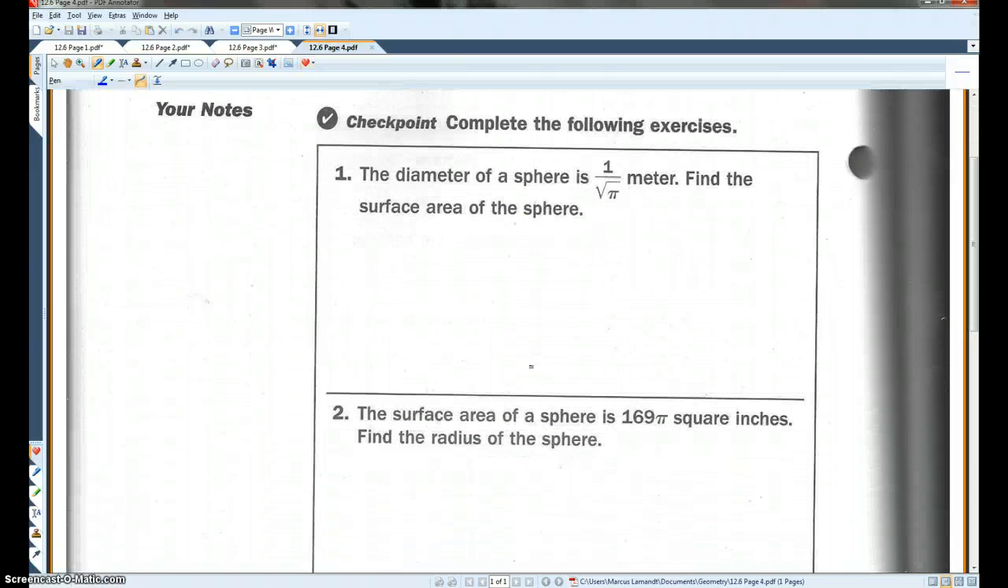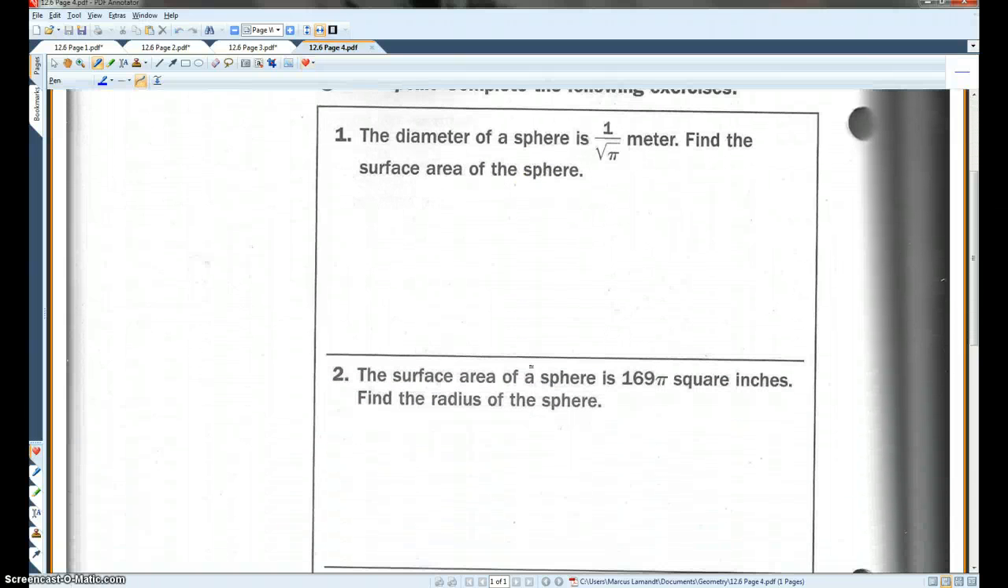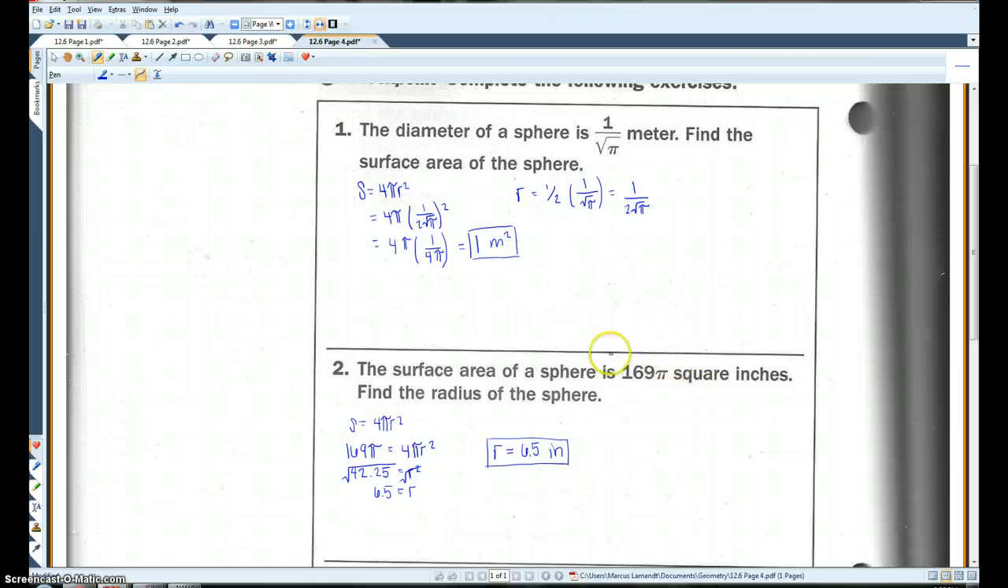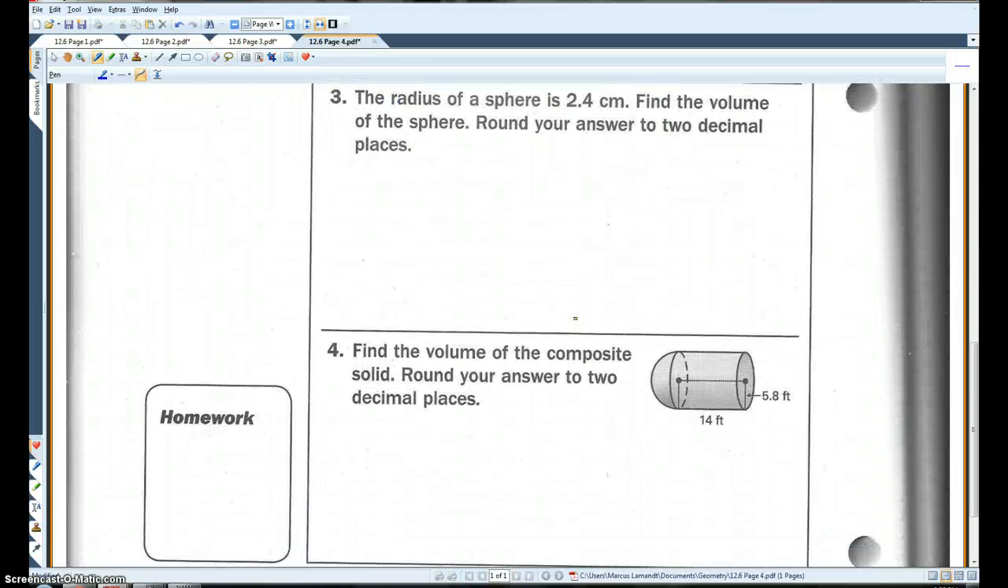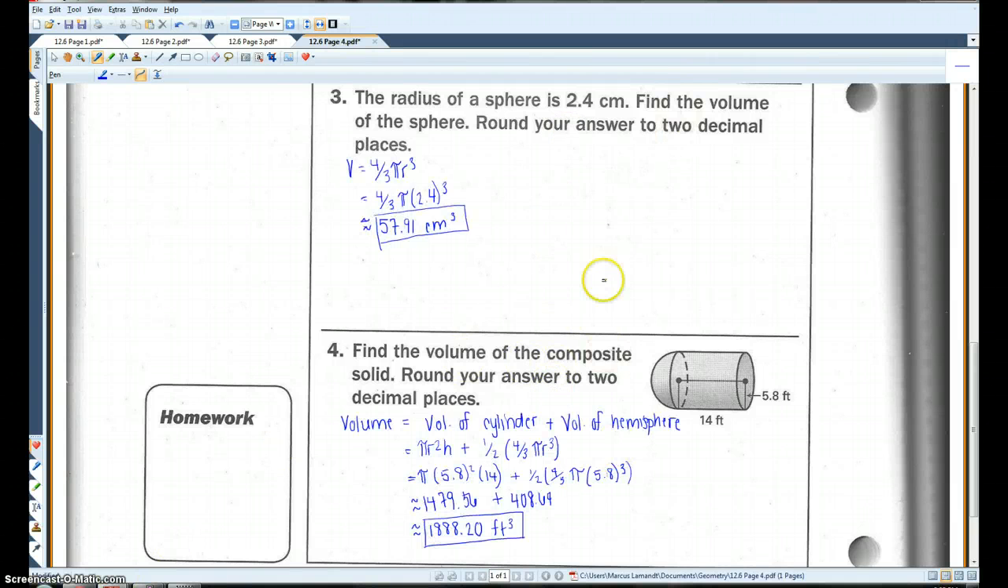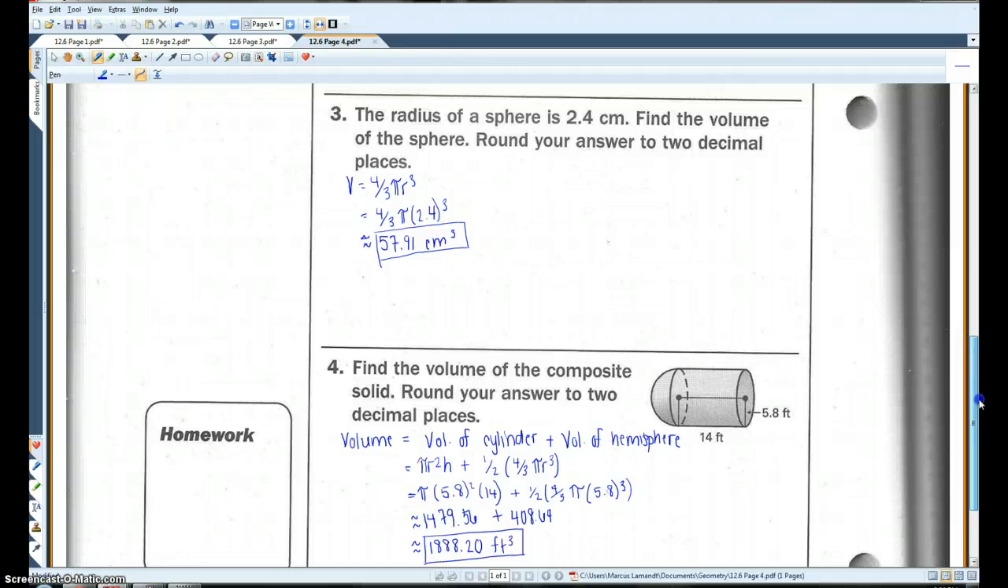Alright, last page. Checkpoint. Complete the following exercises. Go ahead and pause the video here, try these two, and when you think you have the answers, hit play. These are the answers you should have gotten. Once again, pause the video, try these two, and when you think you have the answer, hit play. These are the answers you should have gotten. Go ahead and copy them down, and that's all. I will see you guys tomorrow.